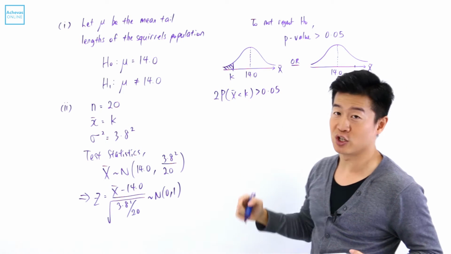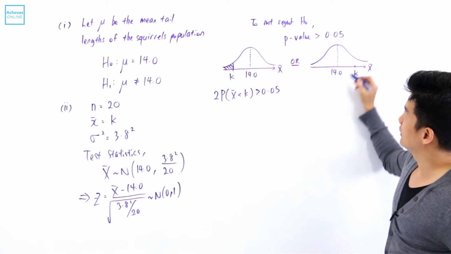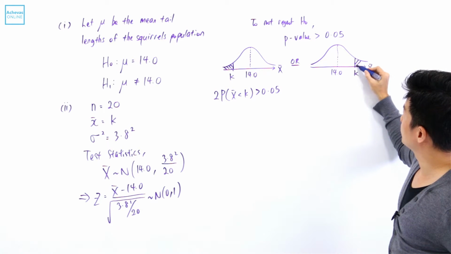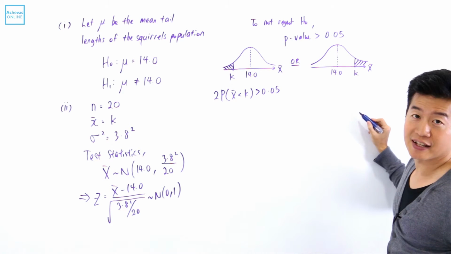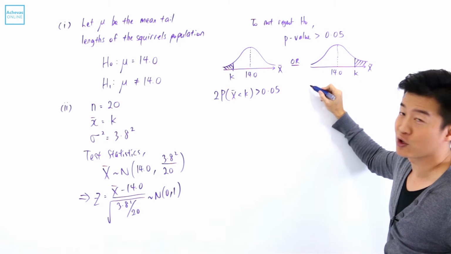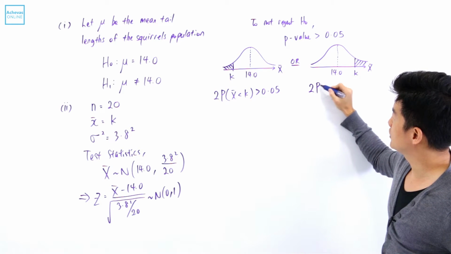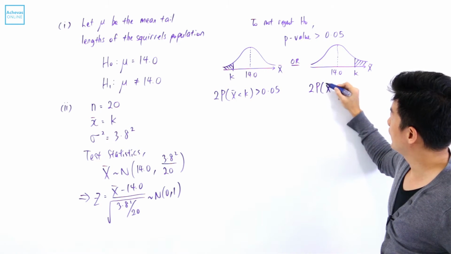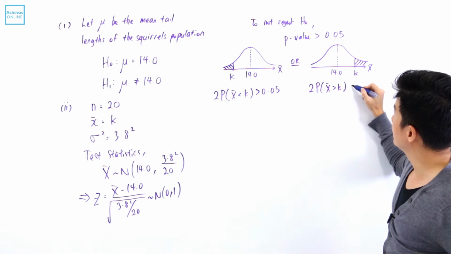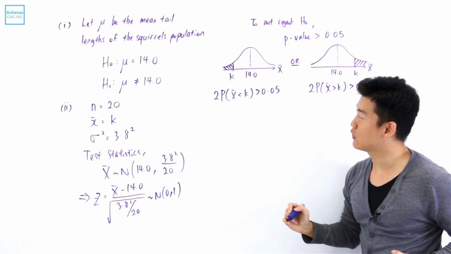This is going to help us to deduce one possible set of values for x bar, and according to this, we are going to look at this area that is on the right hand side of k and applying it to a two-tail test, calculating the p-value according to what we have discussed in our topical outline. It is 2 times the probability that x bar is bigger than k. This is bigger than 0.05. Let's try to calculate k for this.